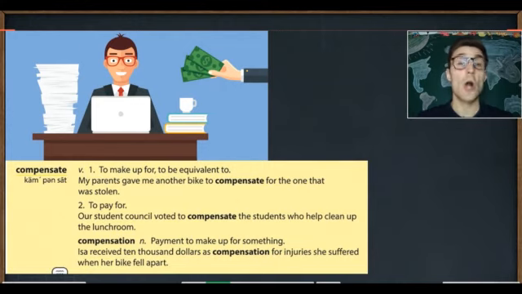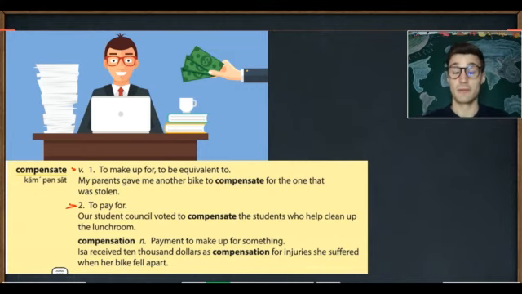Next up, it's compensate. Compensate. Compensate has 2 verb meanings. So verbs are doing words, right? The first verb meaning of compensate is to make up for, to be equivalent to. My parents gave me another bike to compensate for the one that was stolen. So to compensate means to make up for, to be equivalent to. So to compensate for his stolen bicycle, his parents gave him another one to make up for it.